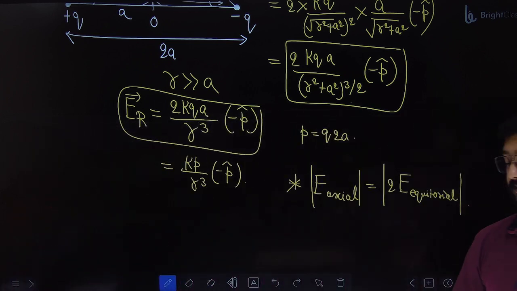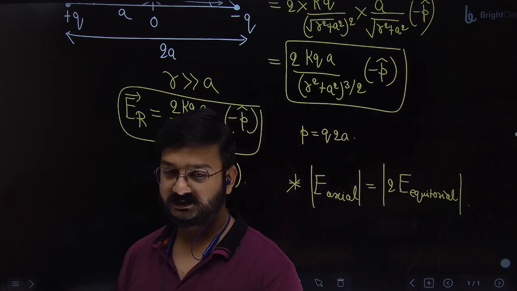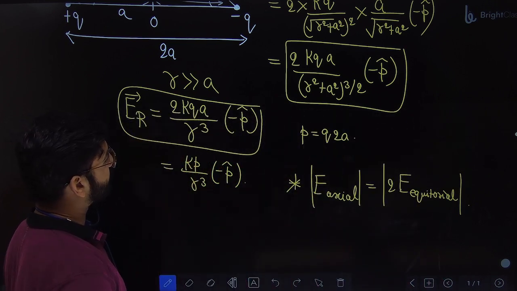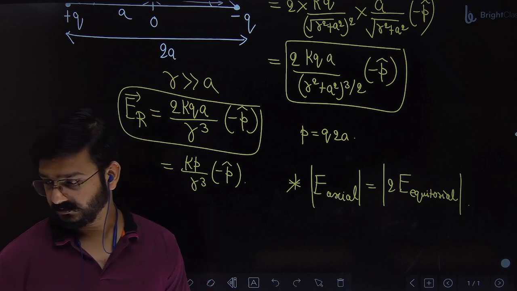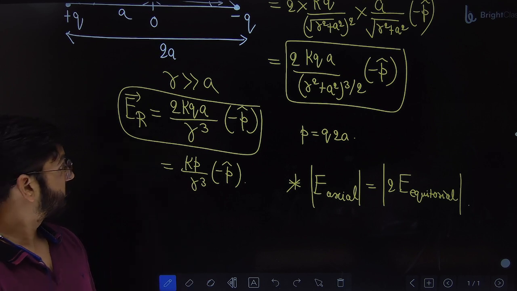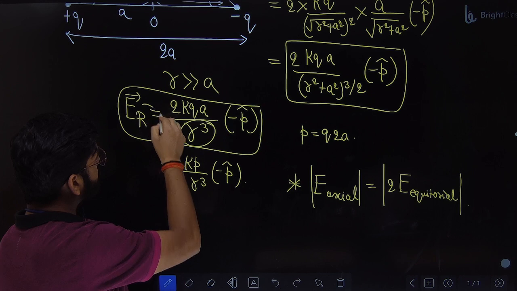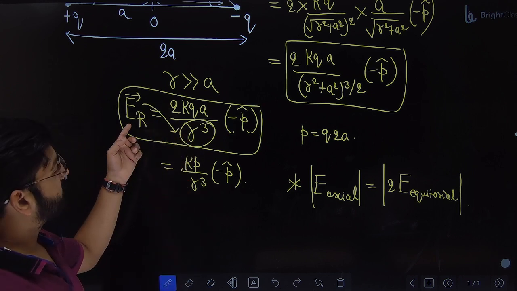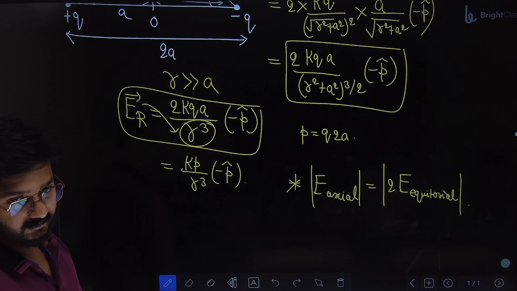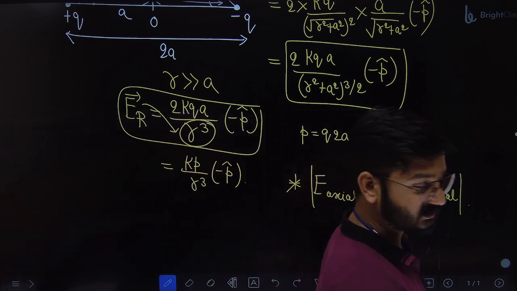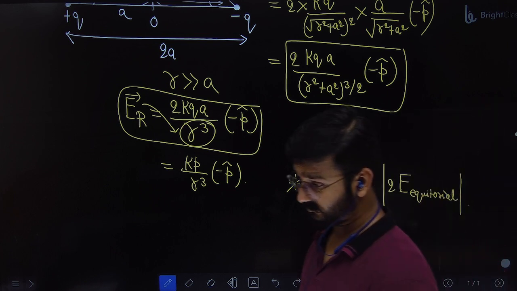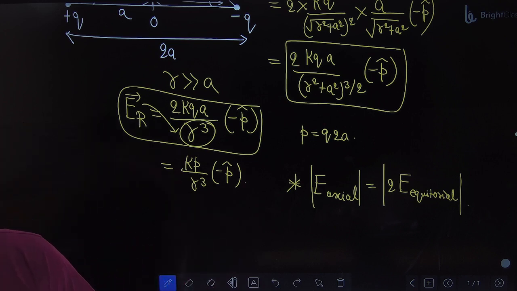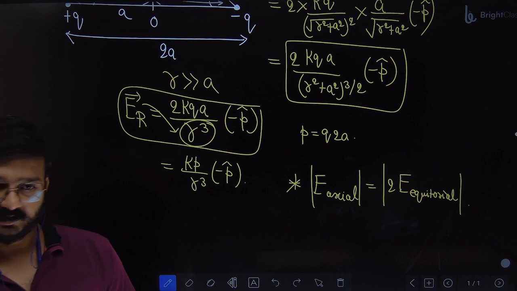The electric field due to a dipole depends upon the position as inversely proportional to r cube. See here, no? Inversely proportional to r cube. This is the electric field due to what? Dipole. But for a point charge, it was kq by r square. For a point charge, it depends upon 1 by r square. Here, due to dipole, it depends on 1 by r cube. Done? All clear?